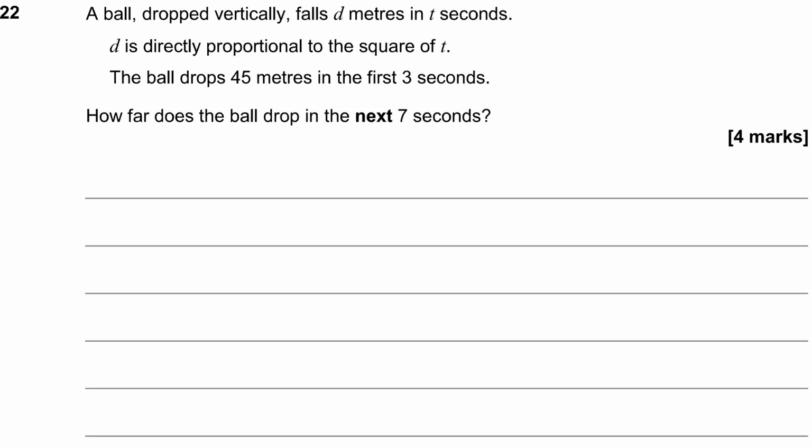Let's start off with the relationship. We're told that d is directly proportional to the square of t. So d is proportional to t squared. Okay, so once I've written it down like that, I can replace the proportional sign with equals k and evaluate what k is. So I've used this bit of information here already, that was to give me the relationship.